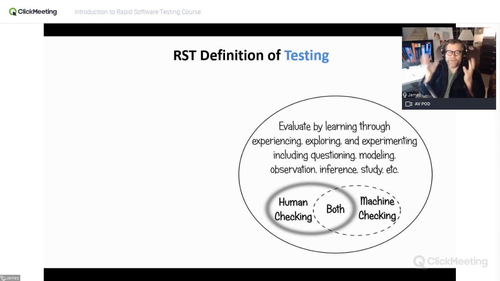There's a lot that we're saying in those few words. Testing is always an evaluation process. It is always a learning process for a human. It is a fundamentally human process, although you can use tools in support of it. Questioning, modeling, observation, inference are all parts of testing.